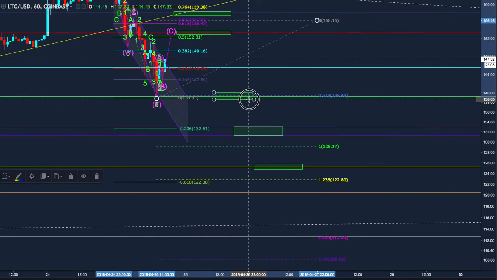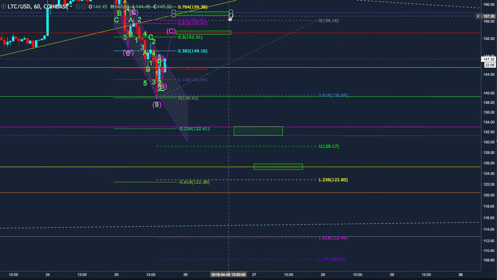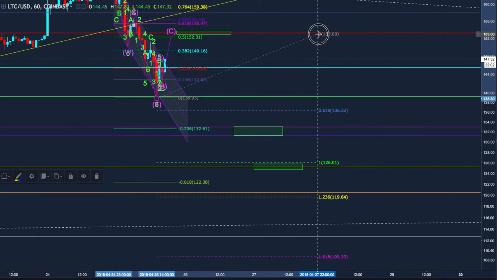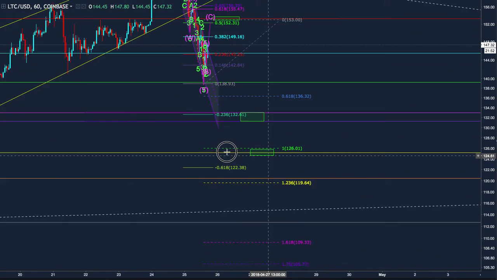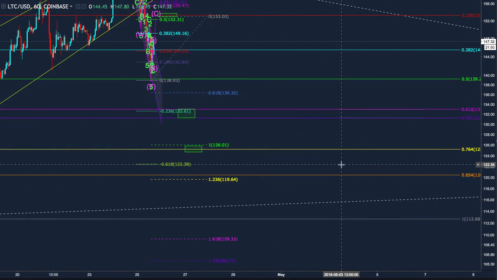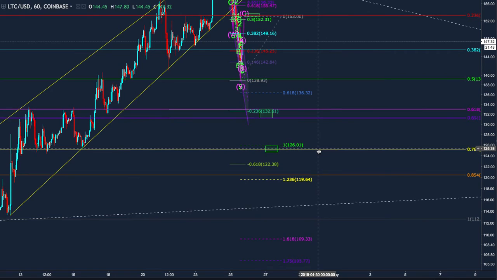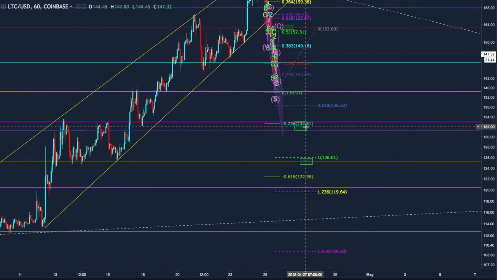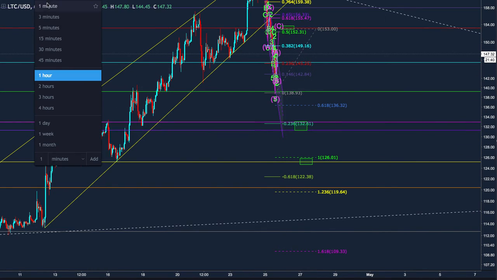Based on this price structure, I'm thinking the highest of this bounce is going to be around here, and I think the lowest that we're going to get, assuming this is kind of an idealized ABC, is to this, what is this, 764 level? Yeah, 764 level. Down at about $125. I think the high probability area is $132, and this bounce looks like it might be topping out soon.